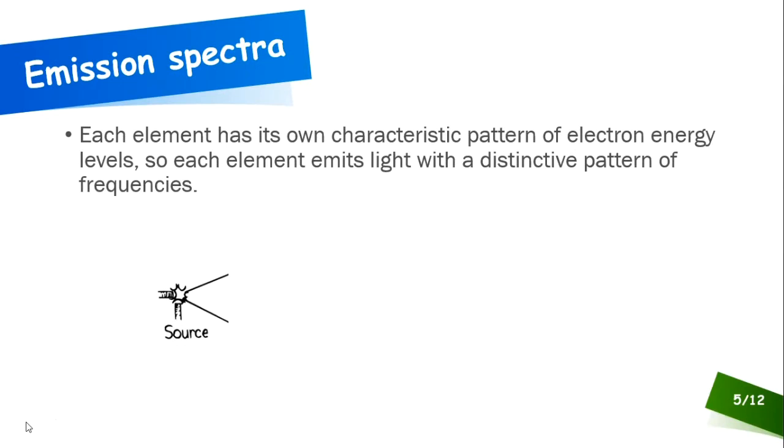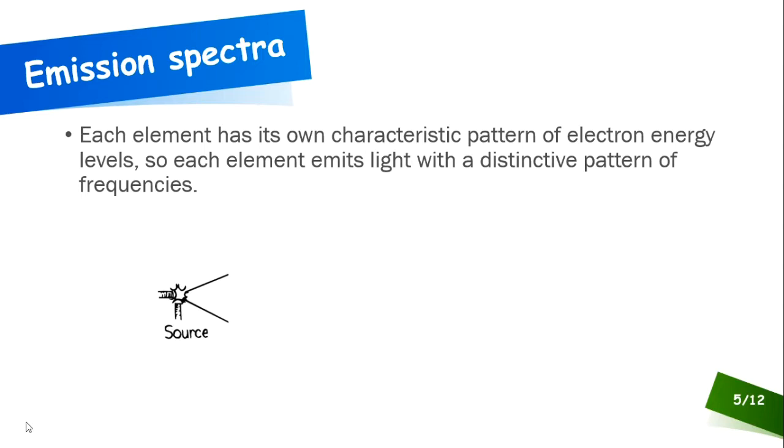So this brings us to the concept of emission spectra, because just as each element has its own characteristic pattern of electron energy levels, that means that when you excite an element, it's going to emit light with a distinctive pattern of frequencies. And of course, different frequencies have different wavelengths, which we interpret as different colors.